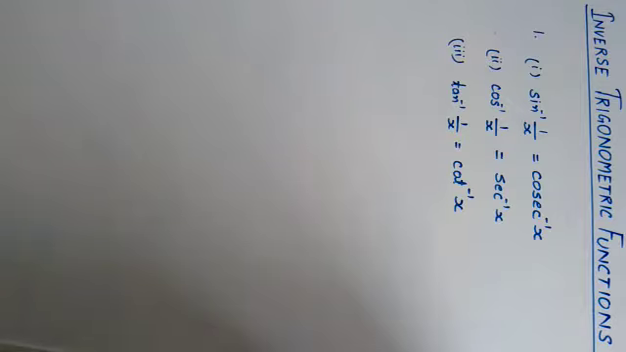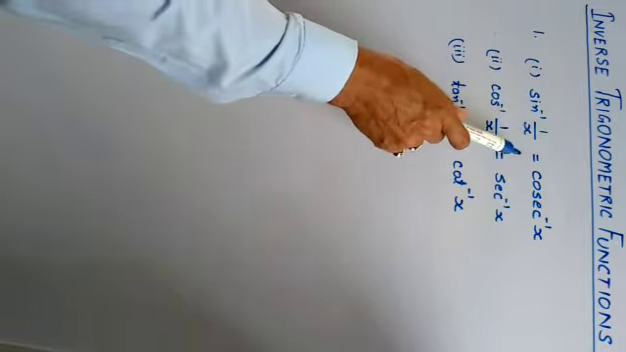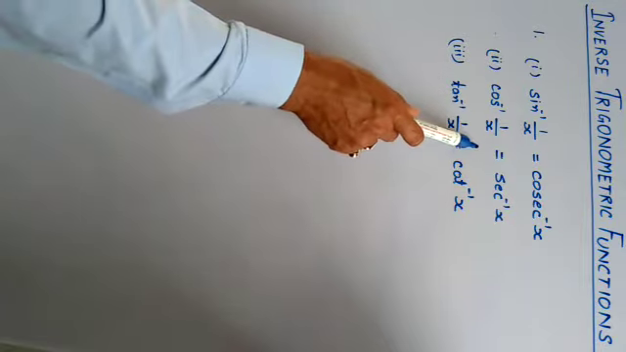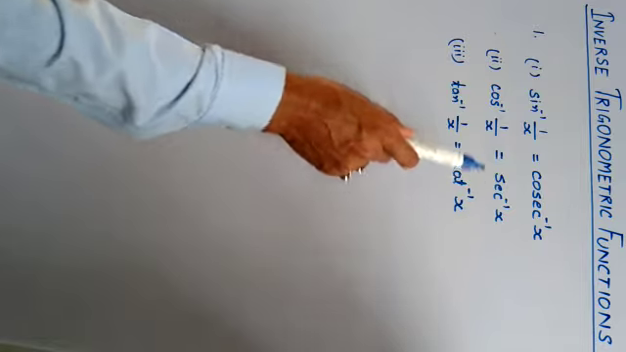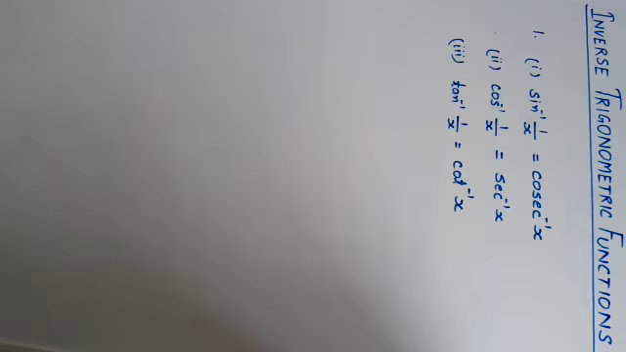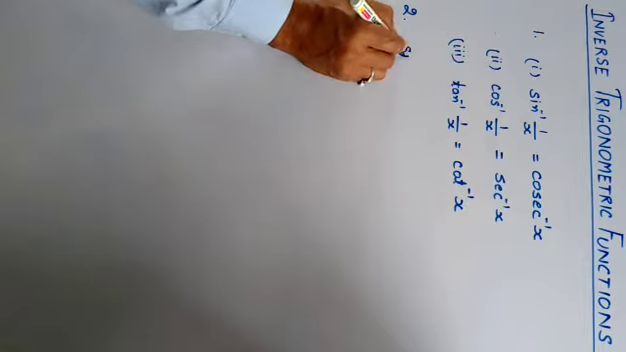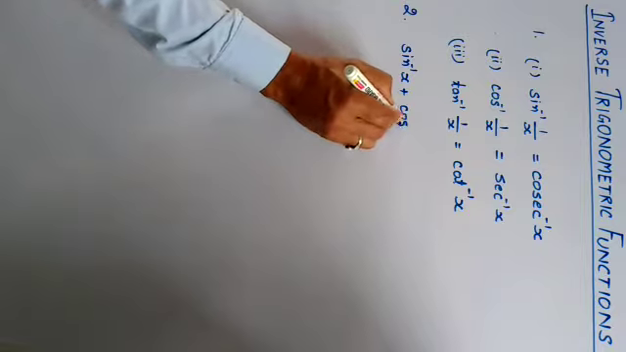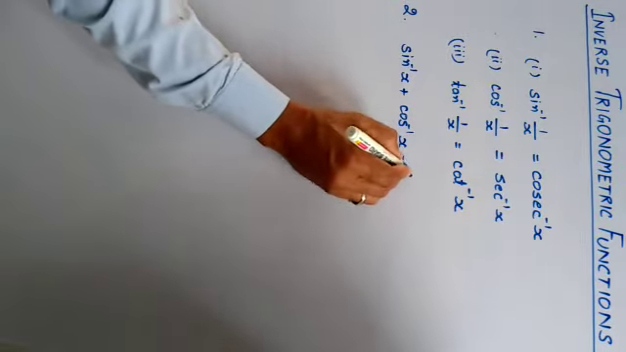First set of formula is sine inverse 1 upon x equals cosec inverse x. Cos inverse 1 upon x equals sec inverse x. Tan inverse 1 upon x equals cot inverse x. Then second, the most important formula, sine inverse x plus cos inverse x equals pi by 2.